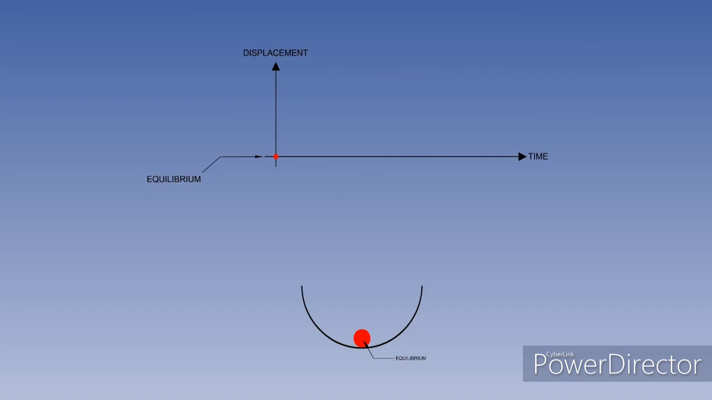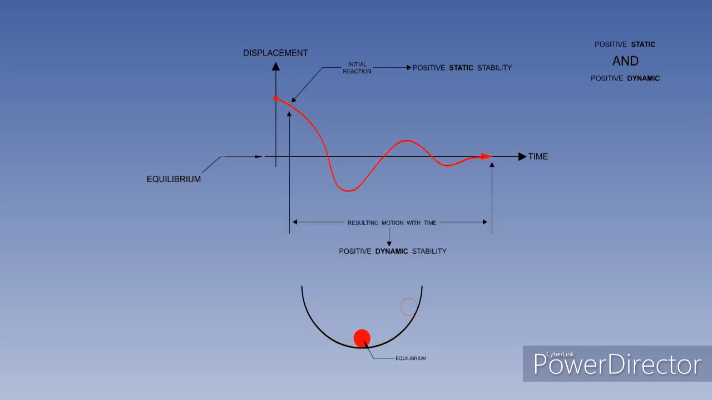Let's reset the graph and include the ball in the bowl. Displacement takes place. The disturbing force is removed, and the initial movement back towards equilibrium begins. Over a period of time, with several reducing oscillations through equilibrium, a return to equilibrium takes place. An illustration of positive static and positive dynamic stability. This is the ideal type of stability for an aeroplane, but in reality, it is not quite so good as illustrated.